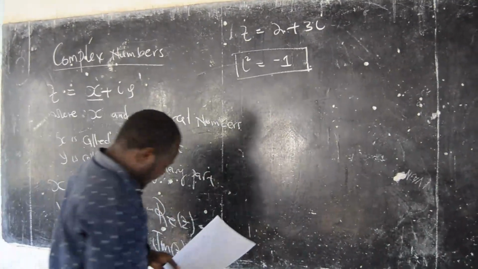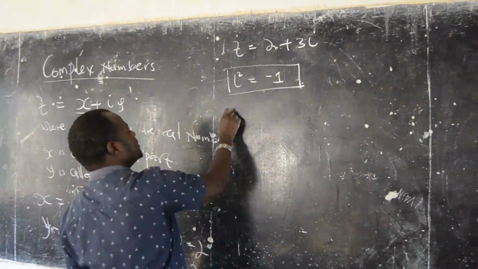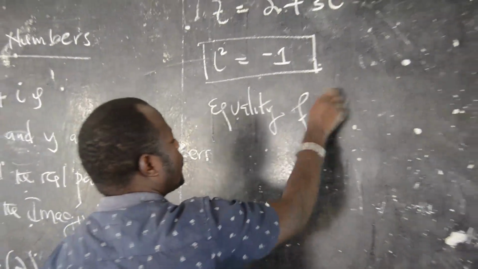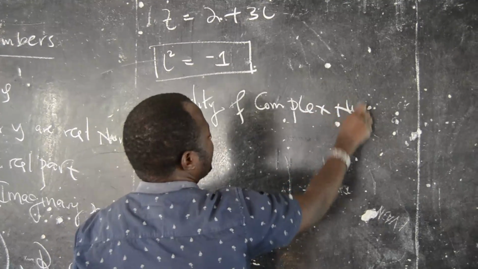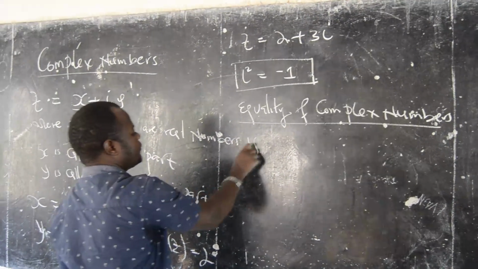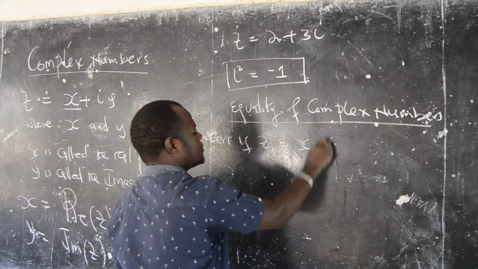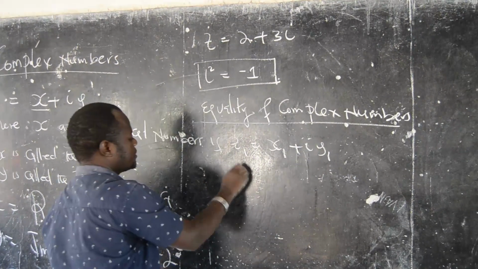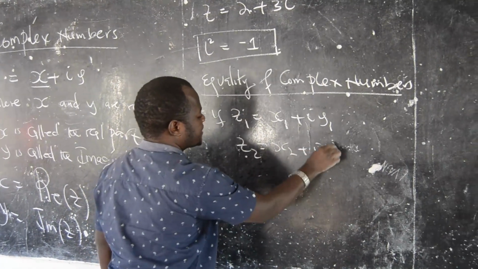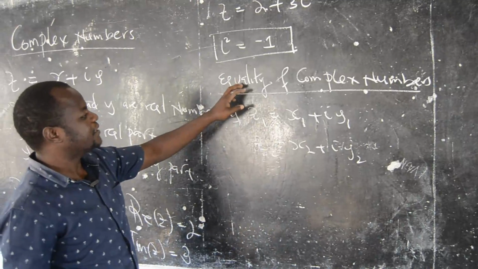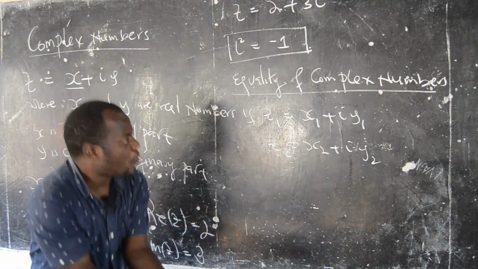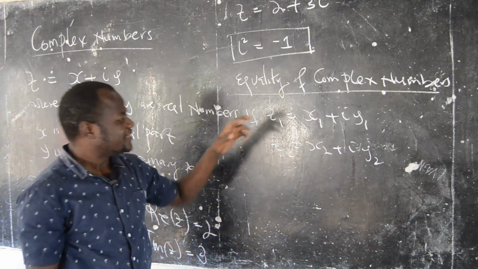Another important property we can look at is the property of equality. We have equality of complex numbers. Now, by equality we mean what? Let us see. If z1 is x1 plus iy1, and z2 is x2 plus iy2, then by equality of complex numbers we mean that two complex numbers are equal.